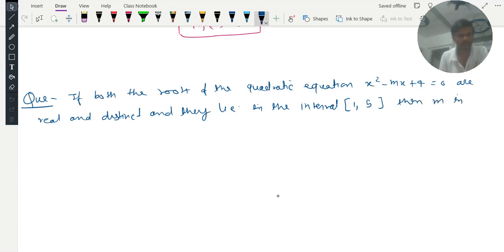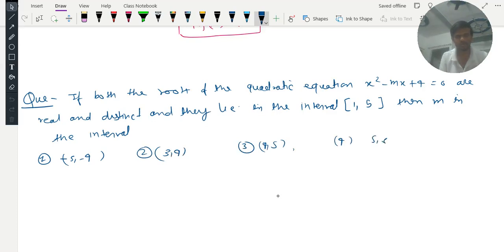First option is minus 5 to minus 4, second option is 3 to 4, third option is 4 to 5, and fourth option is 5 to 6. This is the quadratic. What is the quadratic equation? The quadratic equation is x square minus mx plus 4 equals 0.